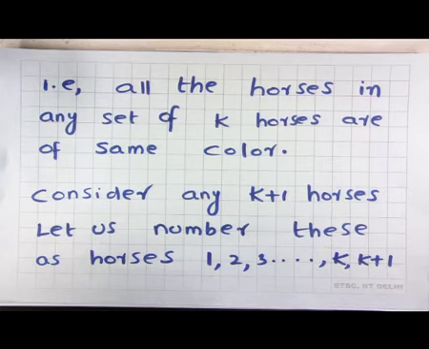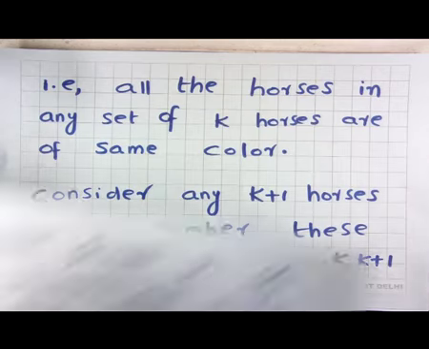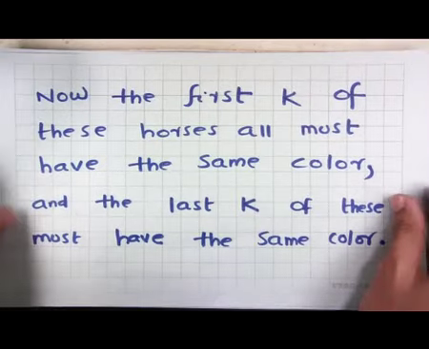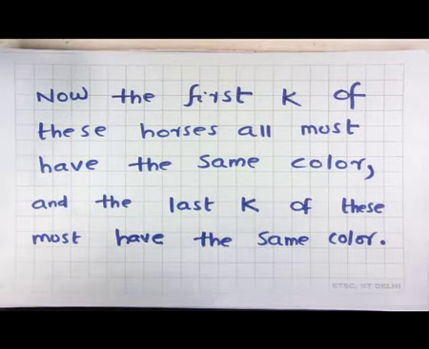Consider any k plus 1 horses. Let us number these horses as 1, 2, 3, etc., up to k, k plus 1. So, these are the k plus 1 horses in the set. Now, you take the first k of these horses. By this assumption, this first set of k horses have the same color.